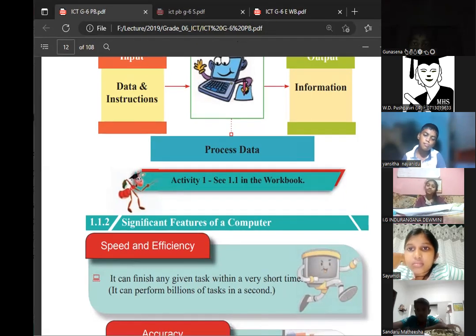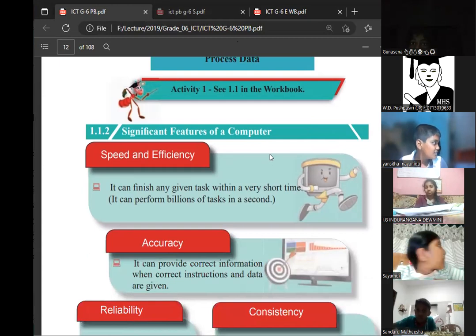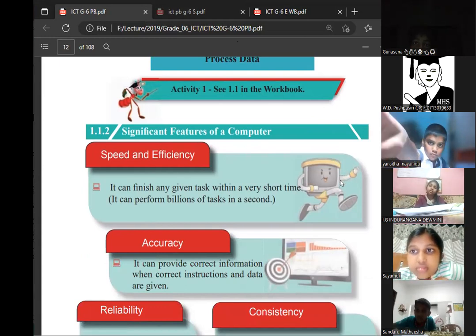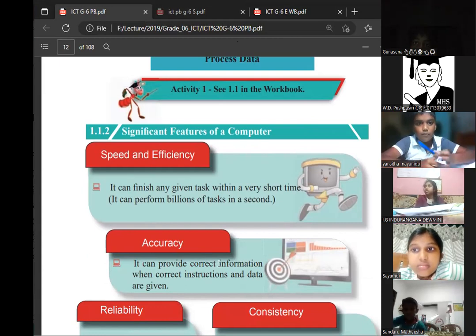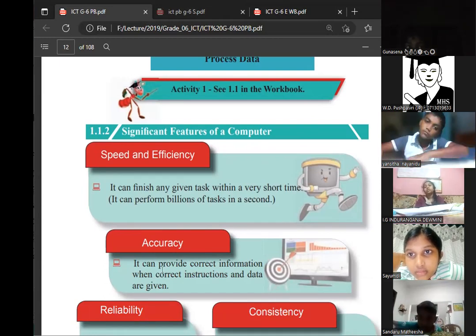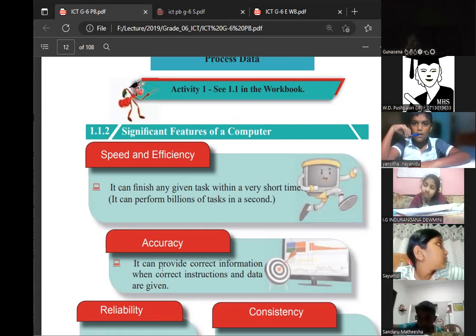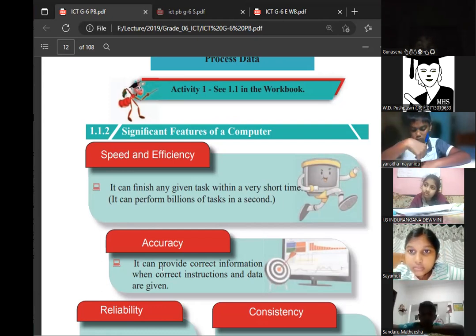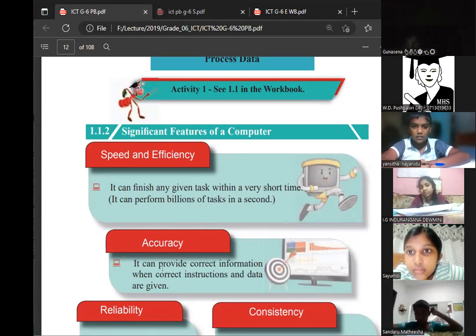Right, so efficiency means it has work and experience so that it gives us work done very quickly. Then the next one is accuracy. Accuracy means it makes sure nothing goes wrong, right? It can provide correct information when correct instructions and data are given. If we give data and instructions, it processes and gives us the exact figure. That is what we call accuracy. It doesn't make any mistakes, right?